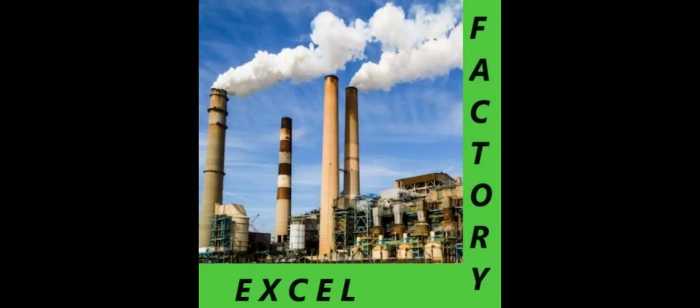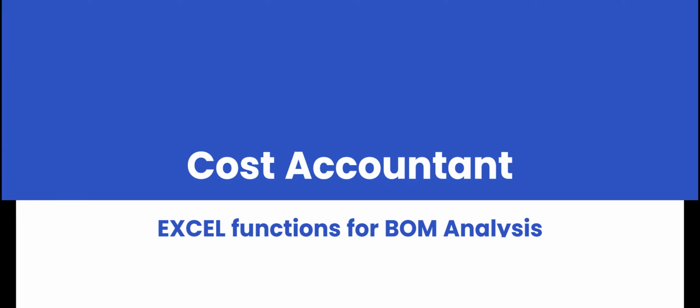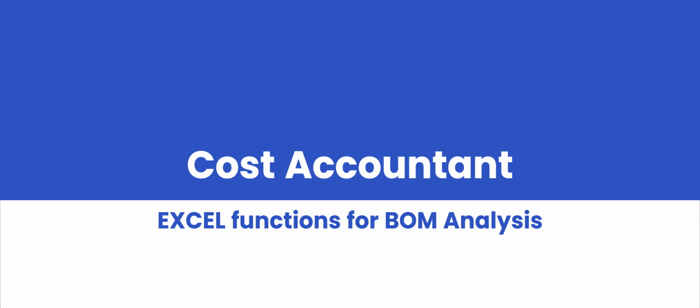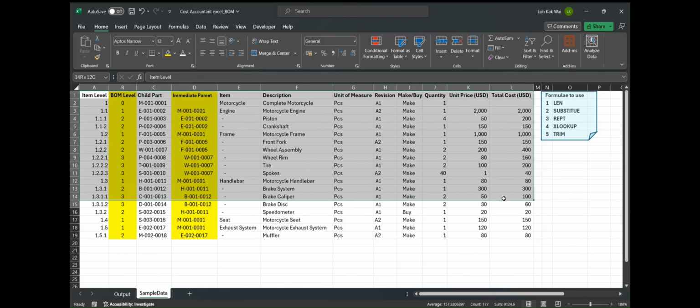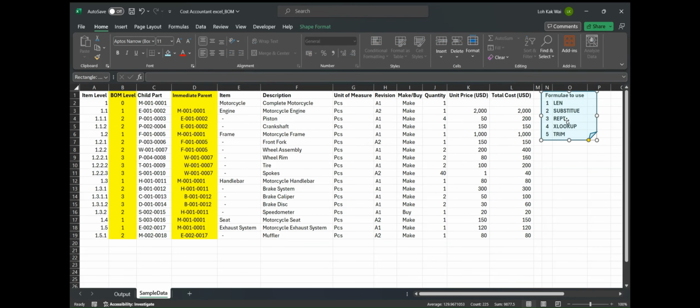Hello everyone. This is a lesson for manufacturing cost accountants to learn what Excel formulae to apply when they analyze the BOM. This is a basic BOM structure. There are 5 essential formulae to learn: LEN, SUBSTITUTE, REPT, LOOKUP and TRIM.